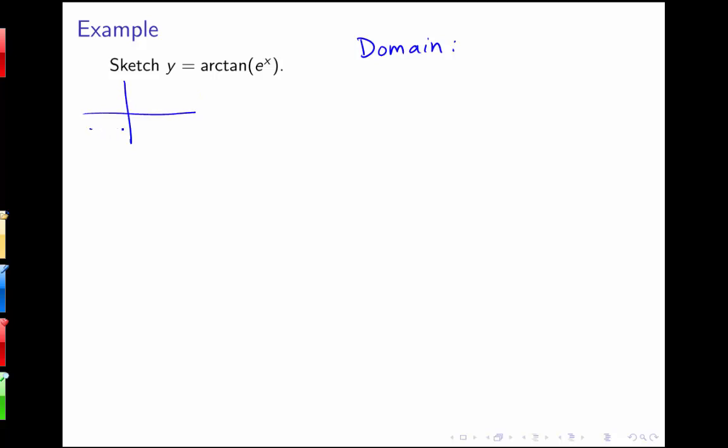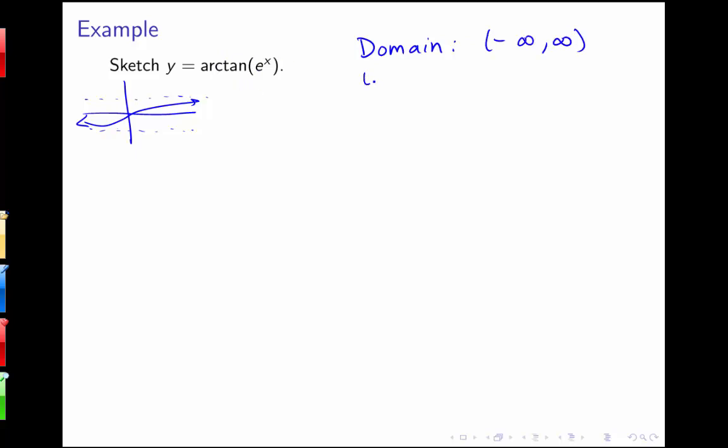So arctangent is something that has a range that's between negative pi over 2 and pi over 2 and looks something like this. But its domain's all real numbers. So whatever I output for e to the x will be fine to evaluate an arctangent. So my domain is all real numbers.